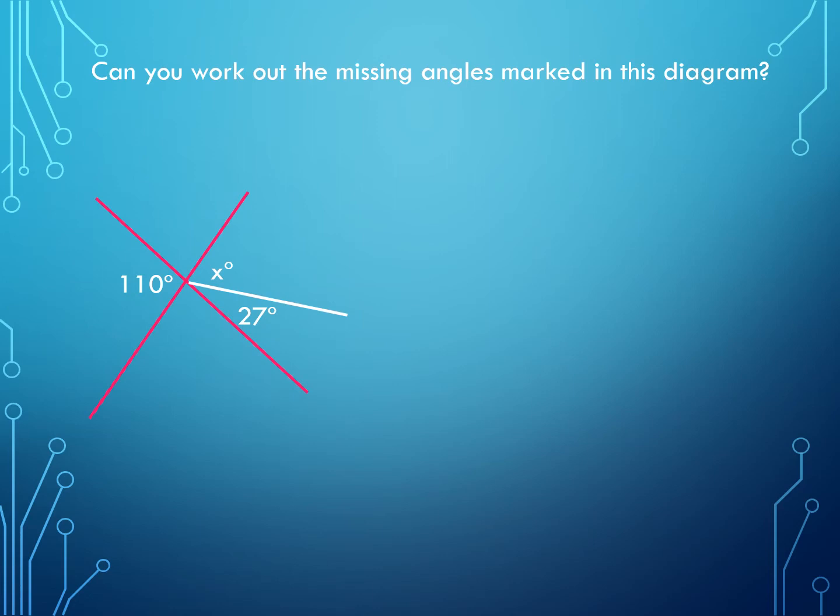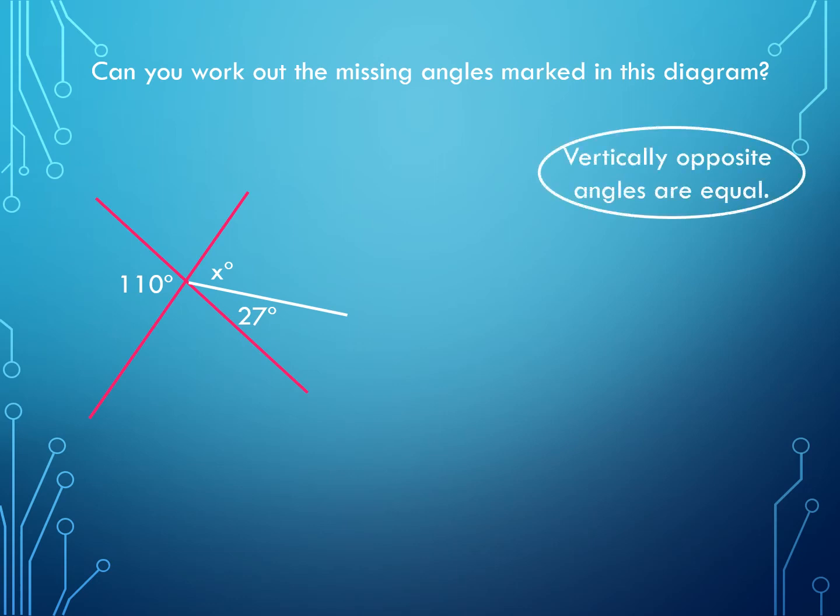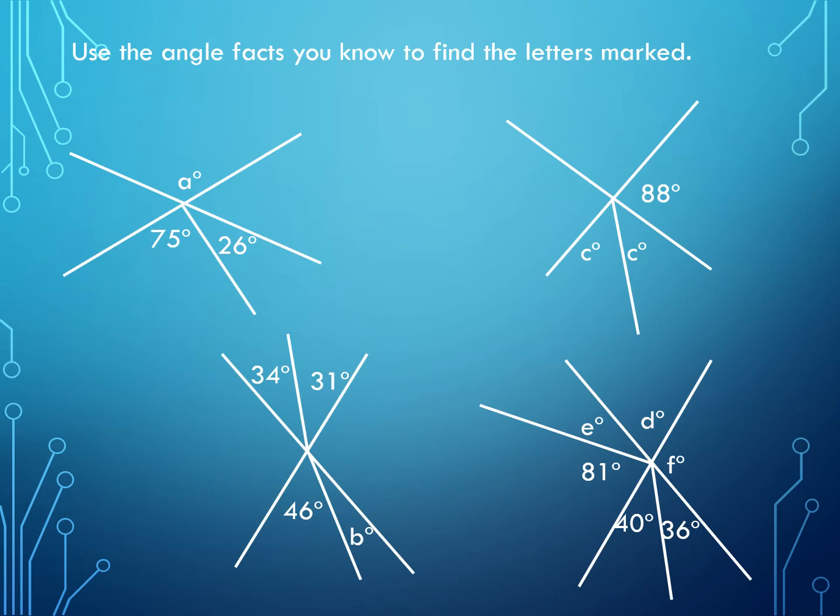So on the left hand side I've got 110, and on the right hand side I've got it split into two parts, X and 27. Well, what I know is that the thing on the right needs to be the same as the thing on the left. So whatever X is, when I add it to 27, I'm going to get 110. Because our vertically opposite angles are equal, I know that 110 minus 27 leaves me with 83 degrees, and so the X angle there must be 83 degrees. Okay, that's what I'm missing.